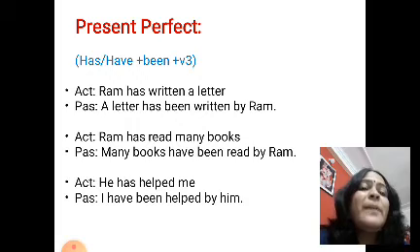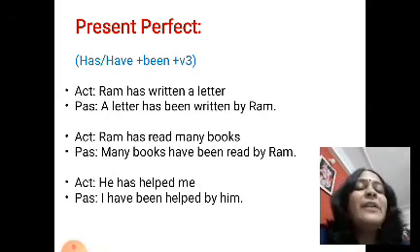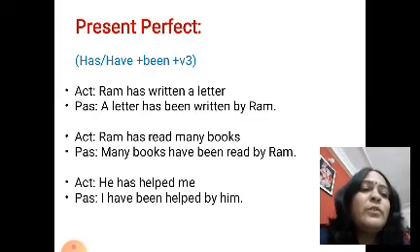Then Ram has read many books. Then passive: we'll start with many books. Because books are plural, that's why we are using have been, because it's given in the formula. Have been read, the third form is read, by Ram. Then the third sentence, he has helped me. Me will change into I: I have been helped by Ram. So students, you have to keep in mind, if he, she, it and a name is there, then you have to use has.